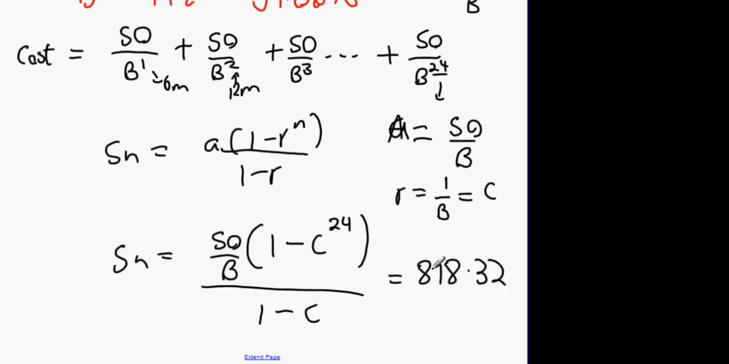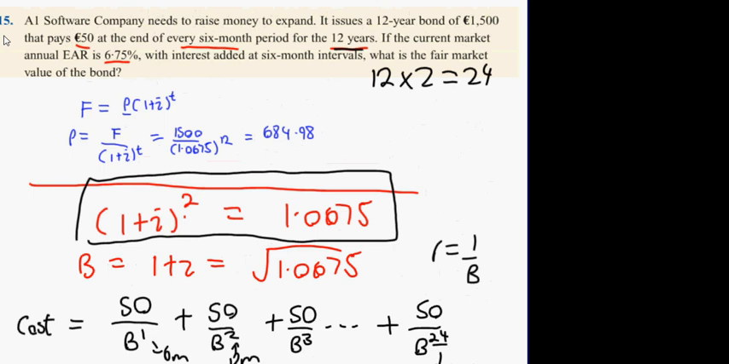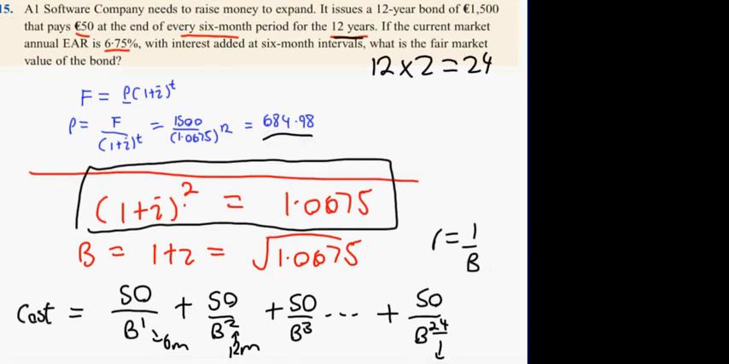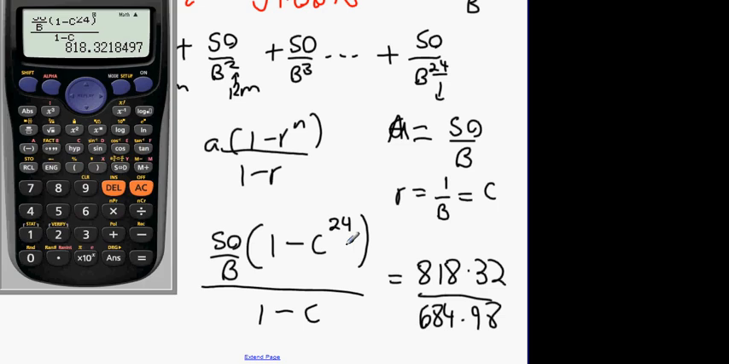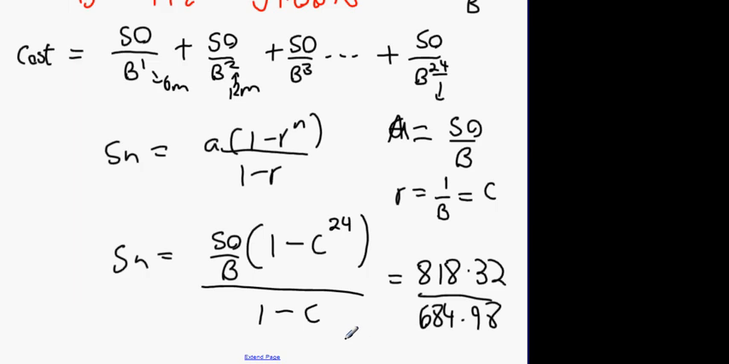Now, this 818.32 is the current value of all your €50 payments. And we've got to add that onto 684.98. So we add it onto 684.98, and what we get is 1,503.30.